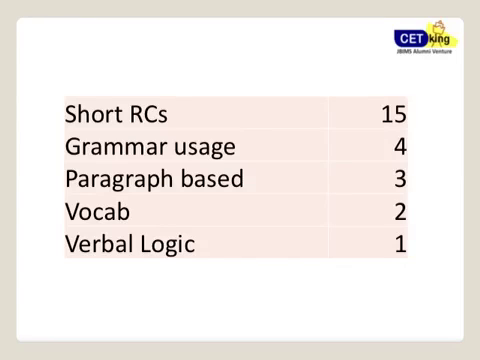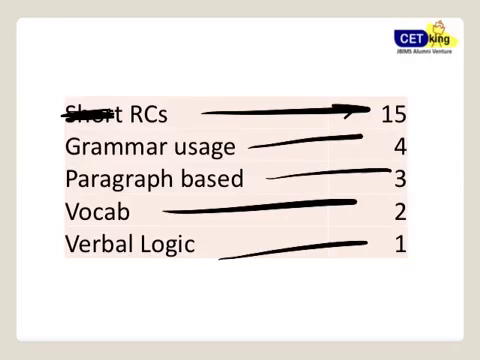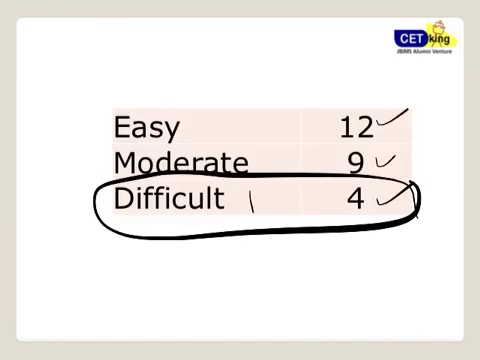Yep, RC. So there are no more short RCs. It's normal RCs, 15 questions, which is time consuming. Grammar usage 3, paragraph based, para-jumble, para-completion 2, vocab based 2, 1 verbal logic. Fine. So this was an overview of the verbal section. Fine. Easy questions 12, moderate questions 9, and 4 difficult questions. All 4 of them were from RC, and one particular set was based on history.